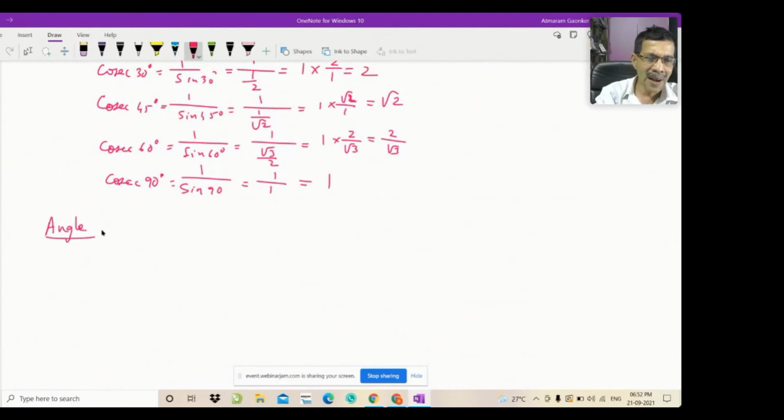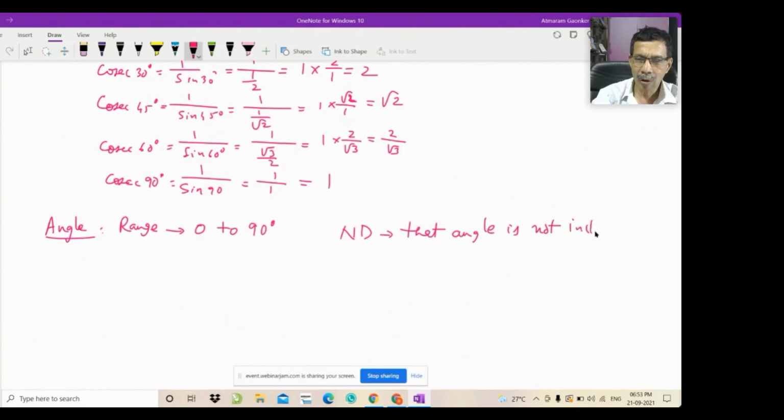The angle that we have seen, the range of angle is 0 to 90 degrees. So when not defined is there, that angle is not included. And for others other than not defined, so I will write ND, the angle is included. I will tell you where it is included.